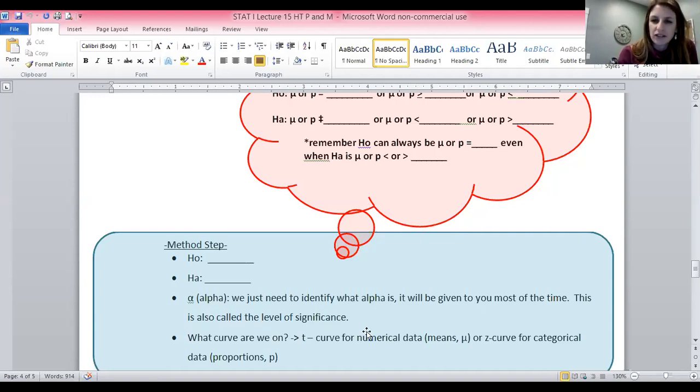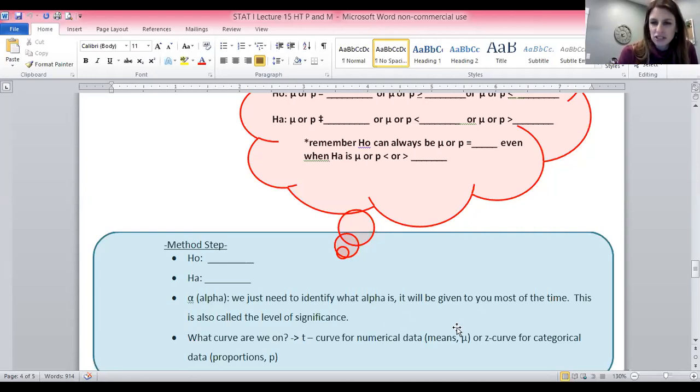We're given alpha. It's called the level of significance. And if you're not given alpha, because every once in a while we're not given alpha, I try to give it to you most of the time for Stat 1. But if you're not given alpha, you're going to assume that it's 0.05 for any regular scenario, and then you're going to assume it's 0.01 for a medical life or death situation.